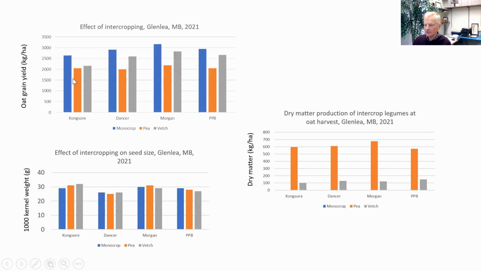The next location here is the same experiment, but at Glenlee, a different location. And we can see that the peas are dropping the oat yields quite a bit, but we are getting a pea yield from there. The vetch, not so much.